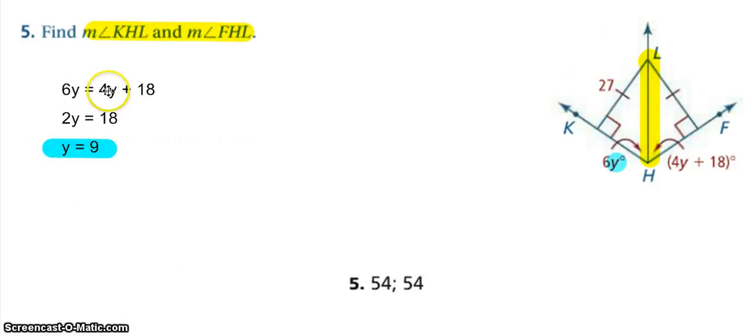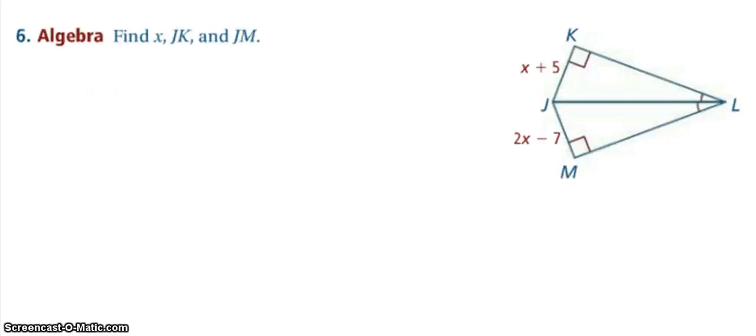So when I solve out the algebra, I get that y is equal to 9. When I plug that back in for my variable, 6 times 9 gives me 54 for KHL, and then if I want angle FHL, it should be congruent. So again, I can plug in 9, I can do 4 times 9 and then add 18 more and still get 54. Pause the video and try number 6 on your own. Come back when you've got your answer.